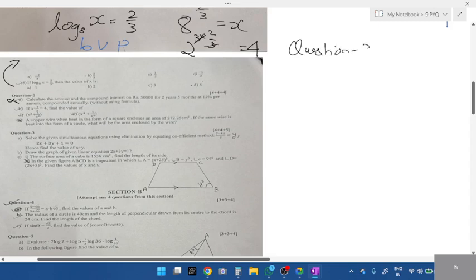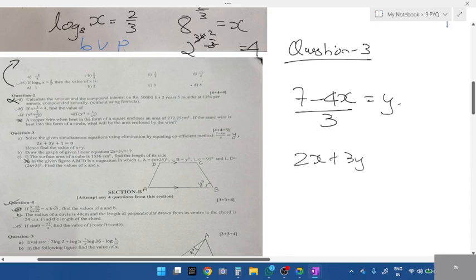Will you try question 3, the first one? Which method do we have to use, students? Last question. Which method do we have to use? Solve using the elimination method. So look at the first equation: 7 minus 4x divided by 3 is equal to y. And what's the second equation? 2x plus 3y plus 1 is equal to 0.